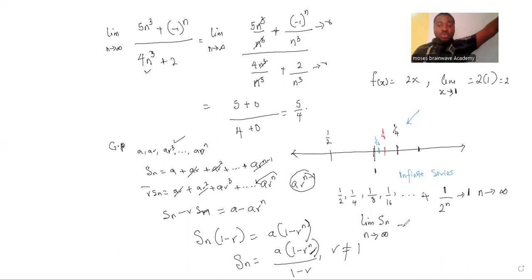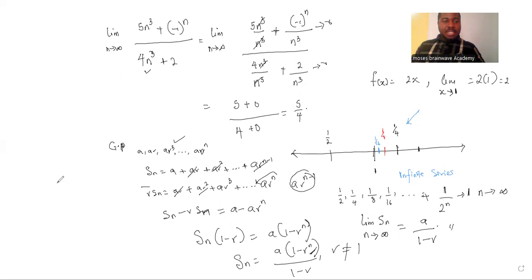So the sum to infinity is going to be a upon 1 minus r. That is where you get the formula for the sum to infinity. It was derived using the concept of limit. Fantastic. Good. So now we are going further to examine some more examples.